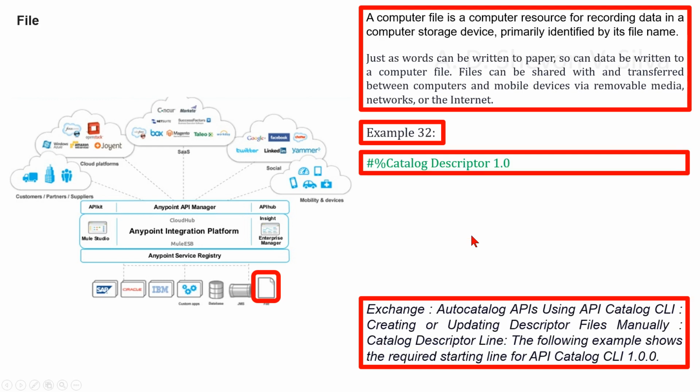Now we are considering the catalog descriptor line, in creating or updating descriptor files manually, in cataloging an API using the API catalog CLI in Exchange. The descriptor file must start with the following line. The descriptor version corresponds with the version of the API catalog CLI that you are running. The following example shows the required starting line for API catalog CLI 1.0.0.